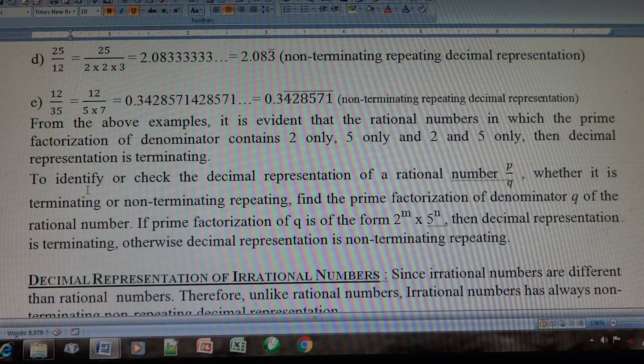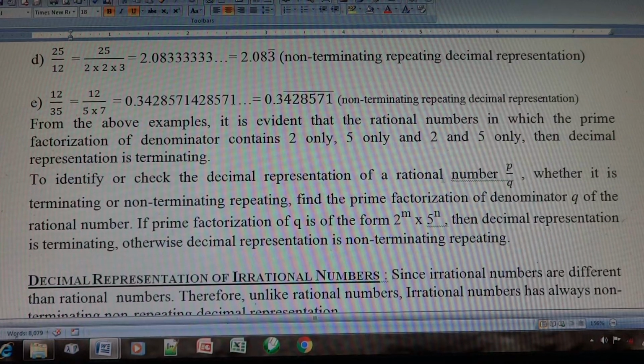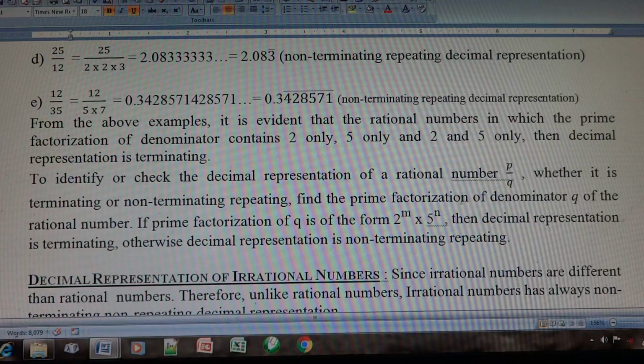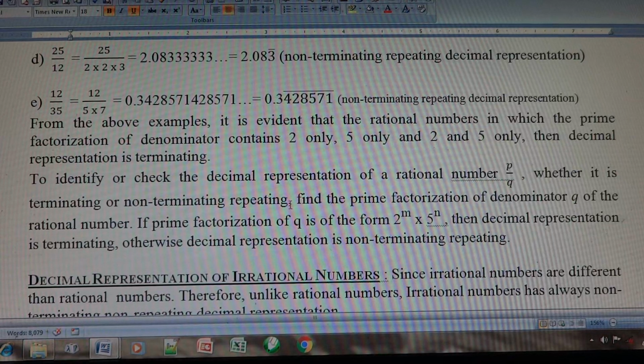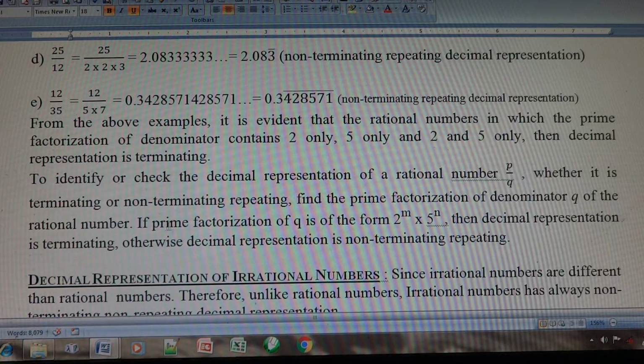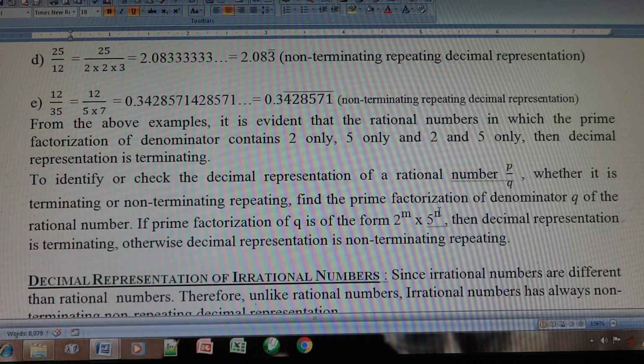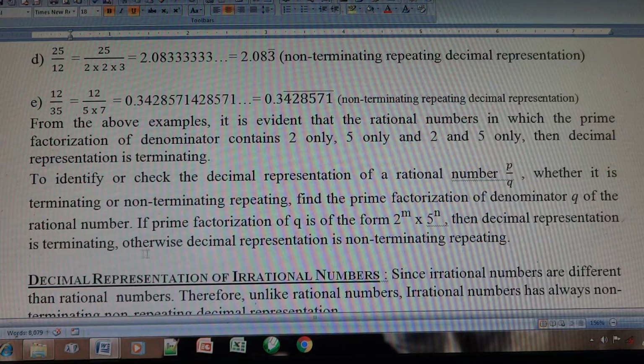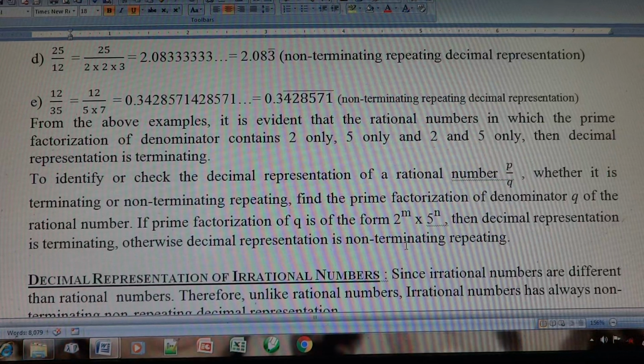So here is a working rule to check the decimal representation of a rational number p by q, whether it is terminating or non-terminating repeating. Find the prime factorization of the denominator q of the rational number. If the prime factorization of q is of the form 2 to the power m into 5 to the power n, then the decimal representation is terminating. Otherwise the decimal representation is non-terminating repeating.